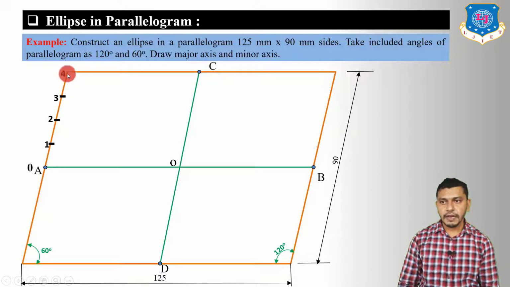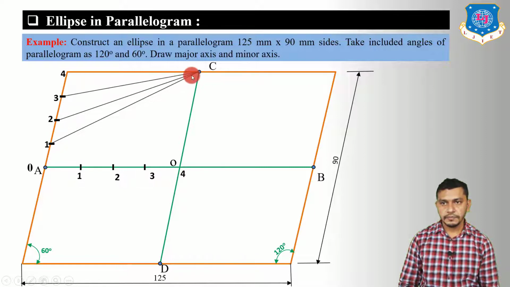Now as we have divided this line into 4 equal divisions, we must also divide the length AO into 4 equal divisions, because we have divided this vertical length into 4 equal divisions. So now divide the line AO into 4 equal divisions, 0, 1, 2, 3 and 4. Okay, so after marking the points, we have to connect 1 to C, 2 to C, 3 to C.